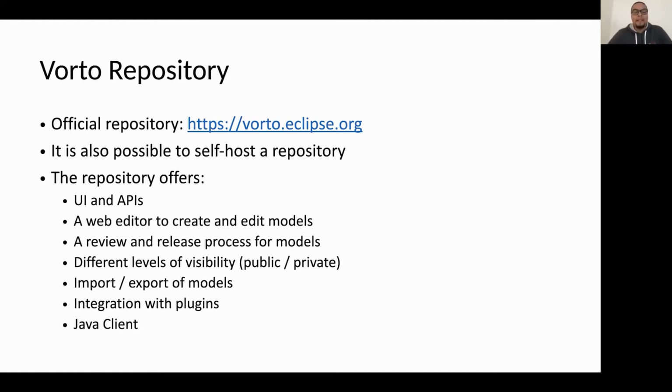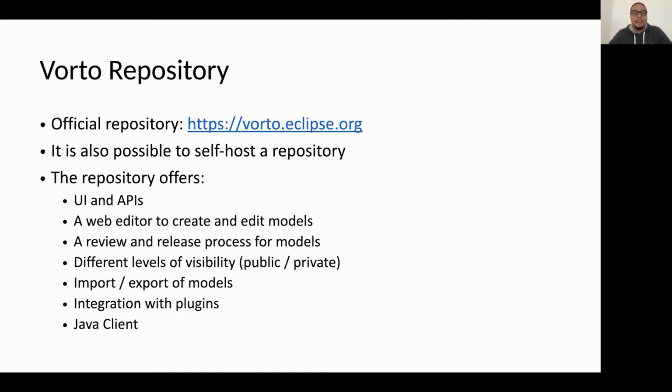The easiest way to work with models is through the web editor. It provides some content assist and some validations, so you're not on your own when you create your models. And you can use the repository release and review process to have a process in place when you want to graduate your models from a draft status to a released or a published status. There are two different levels of visibility, public and private.